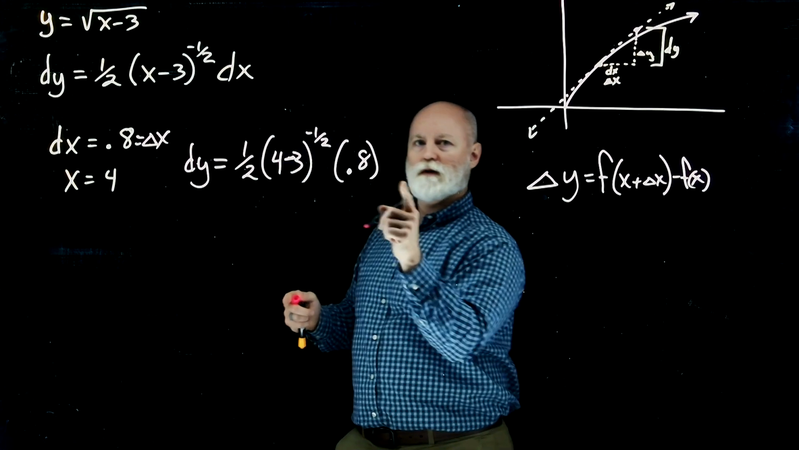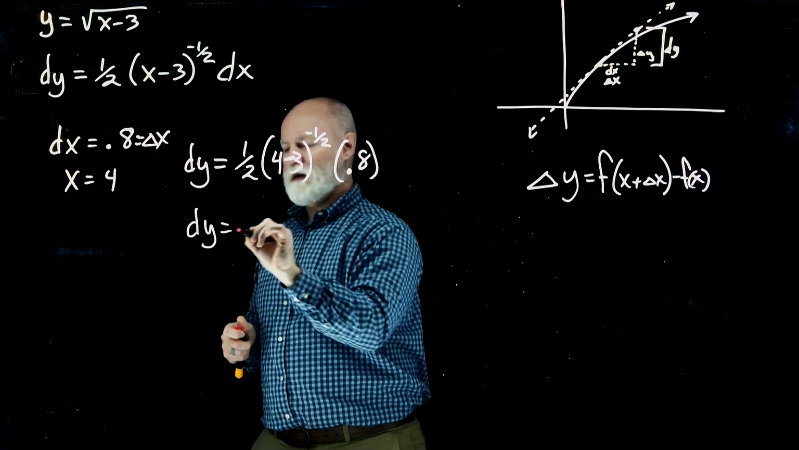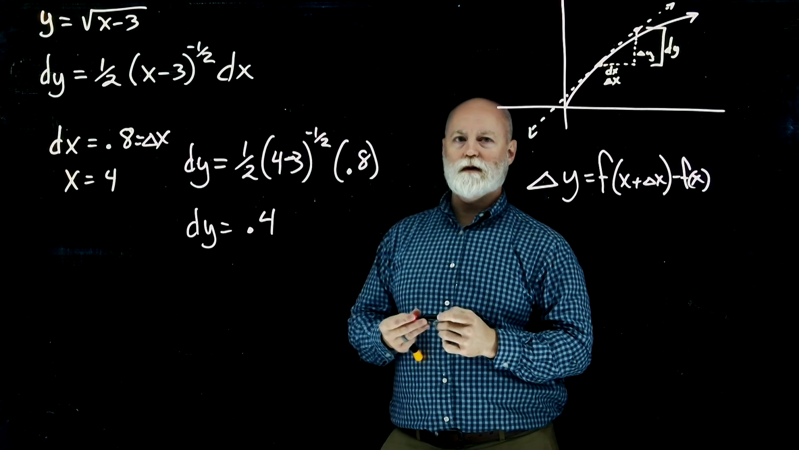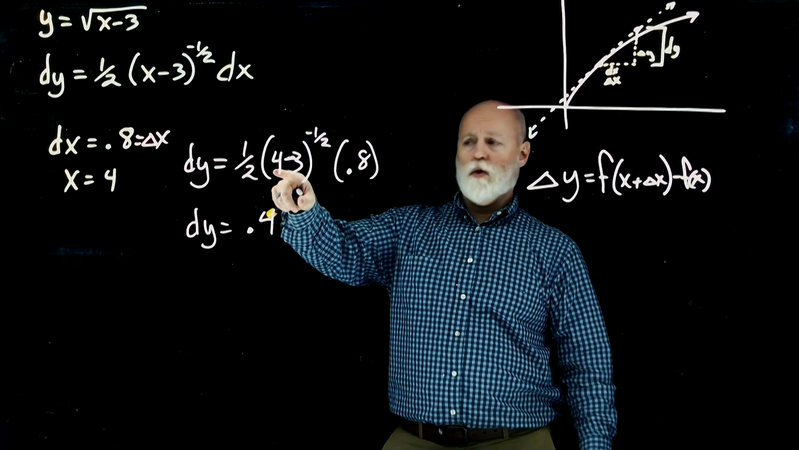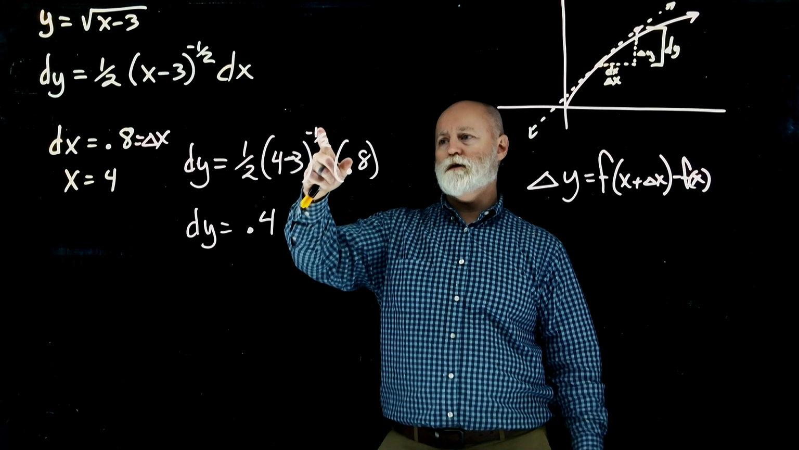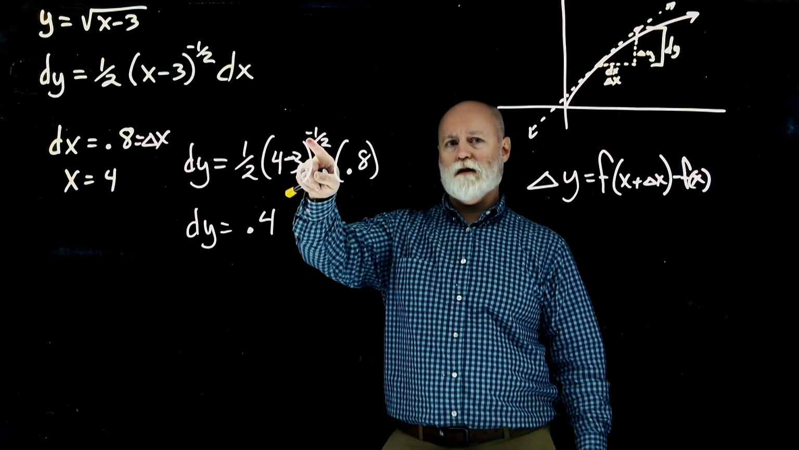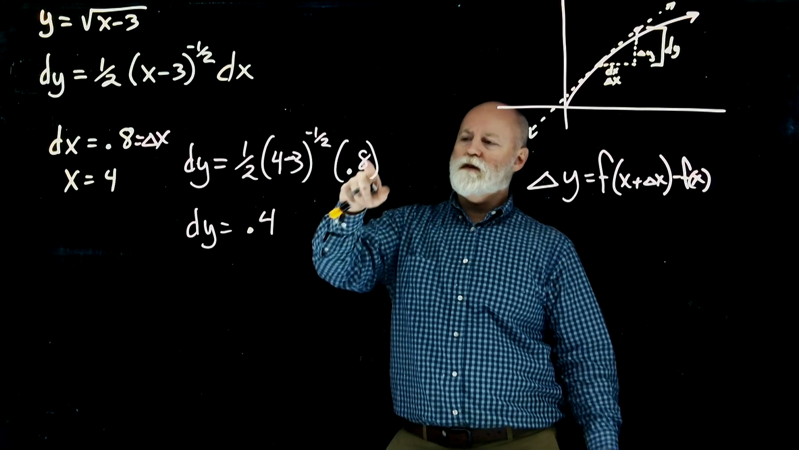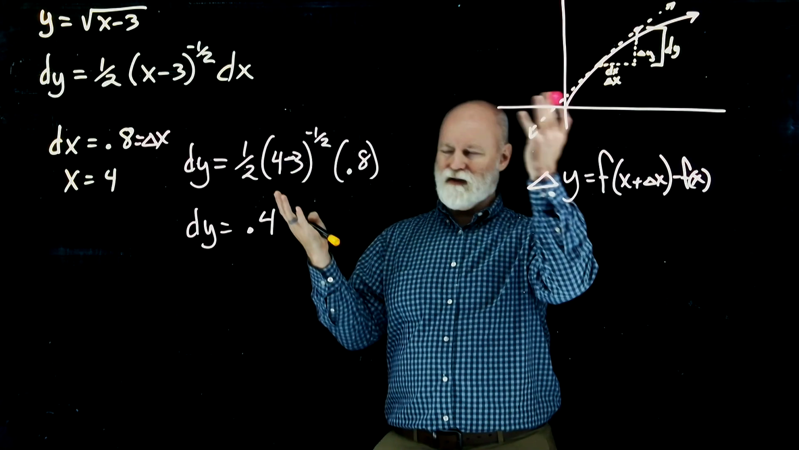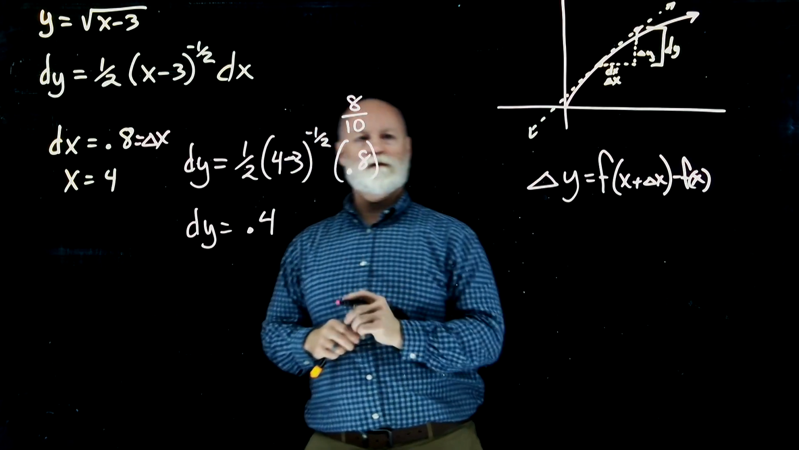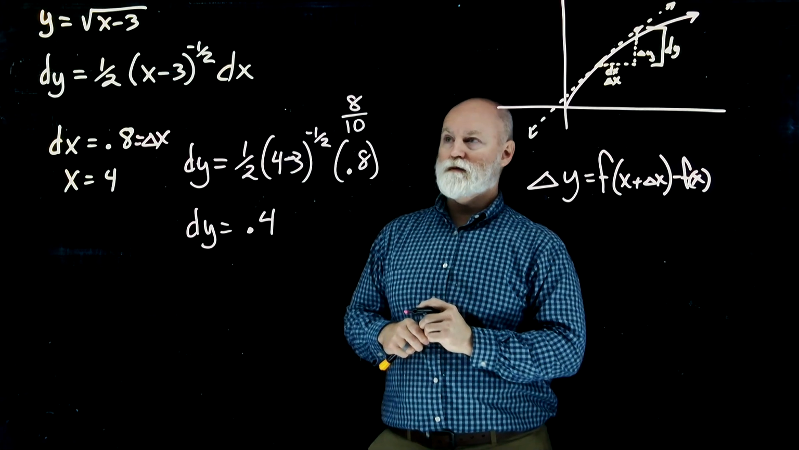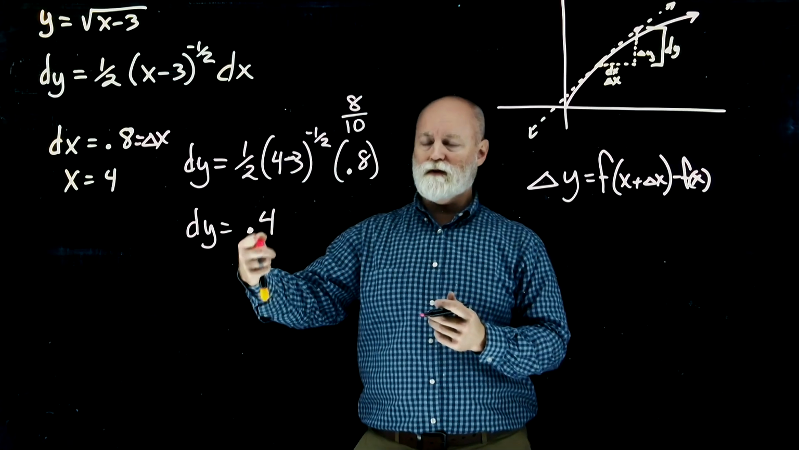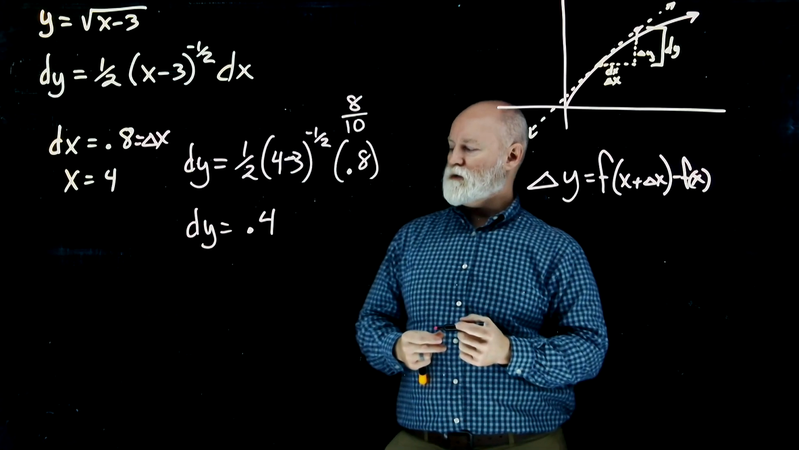Now when we do this process, we end up with dy equal to 0.4. You can pause the video and run through that process yourself. You have 1/2 times 4 minus 3, which is 1. The square root of 1 is 1, and since it's a negative exponent, it's flipped, so 1 over 1 is still 1. So you still have 1/2 times 0.8. If you want to think of this as a fraction times a decimal, you can think of 0.8 as 8 over 10, so 1/2 of that is 8 over 20, which reduces to 4 over 10, or 0.4. Either way, you get 0.4. So there are different ways to do those calculations.